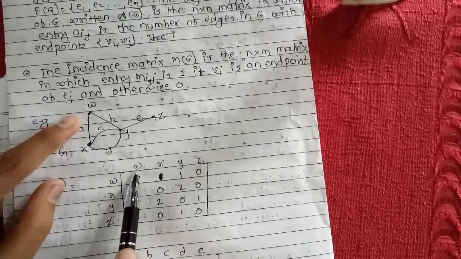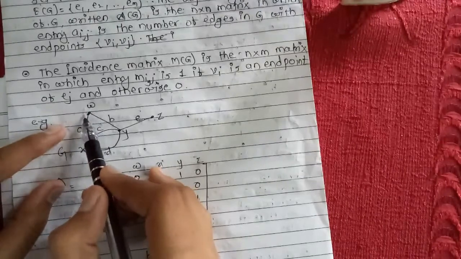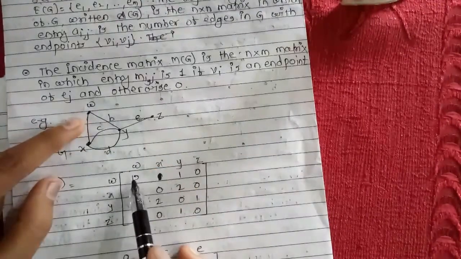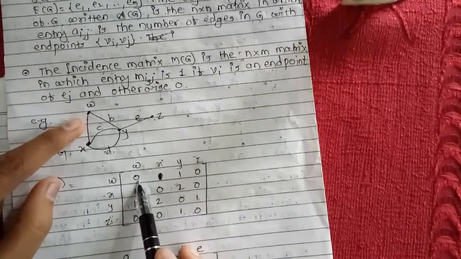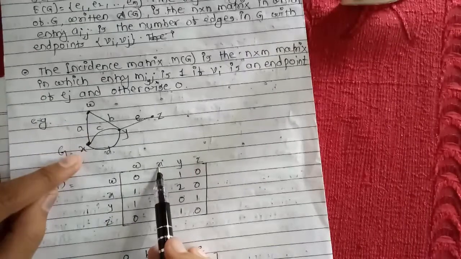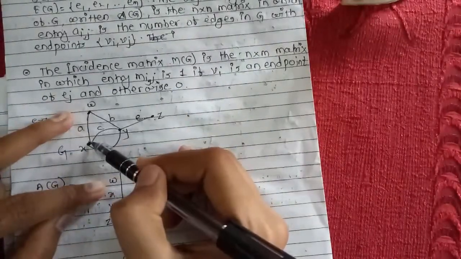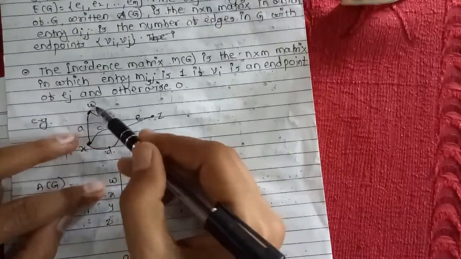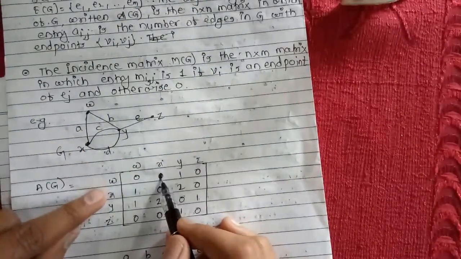Here in this graph, the vertex is W and W. Is there any edge between W and W? No, because this is a loopless graph. Therefore, there is no edge that starts and ends on W. Therefore, the number of edges is 0. That means A11 is equal to 0. Now, we choose W and X. Look here, W and X. There is only one edge, A. There is only one edge between W and X. Therefore, we put 1 here.